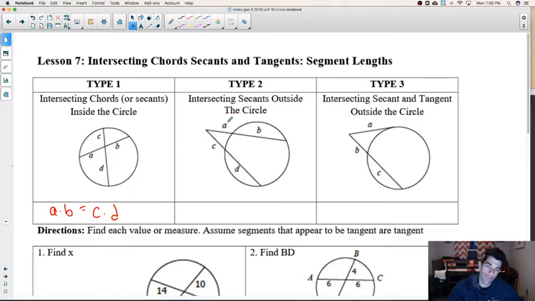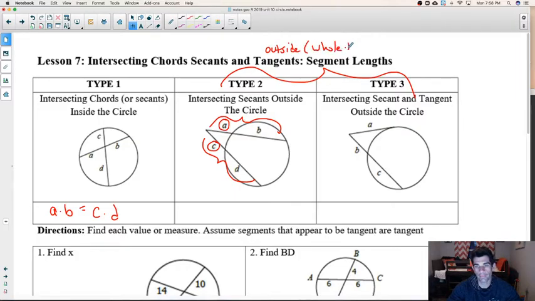All you're going to do is take the outside segment and multiply it by the whole thing. And then that's equal to the outside segment multiplied by the whole thing. So think of type 2 and type 3 as outside times the whole thing, equal to the outside times the whole thing.